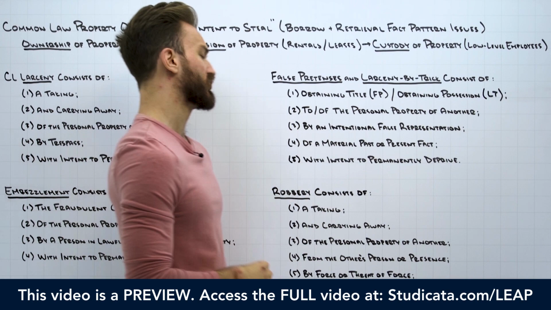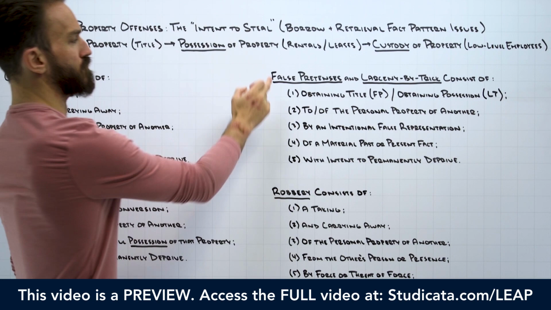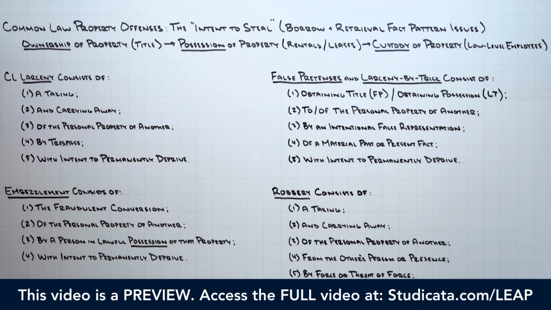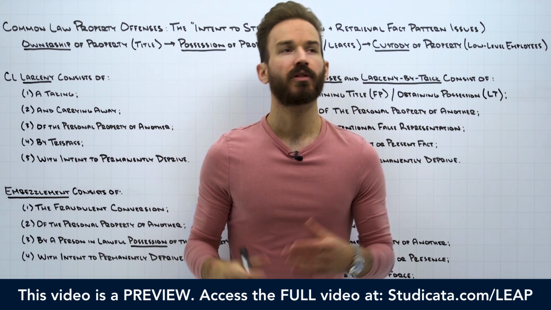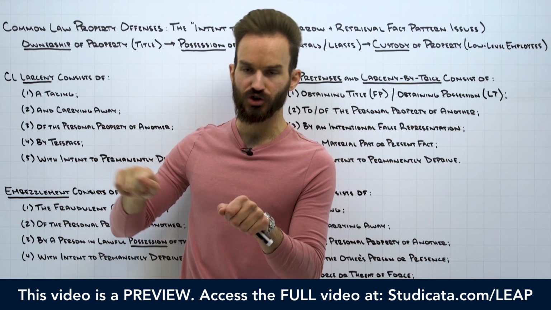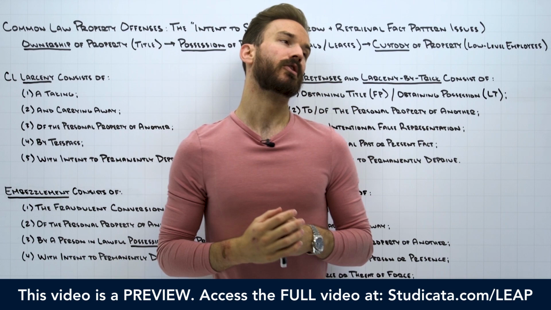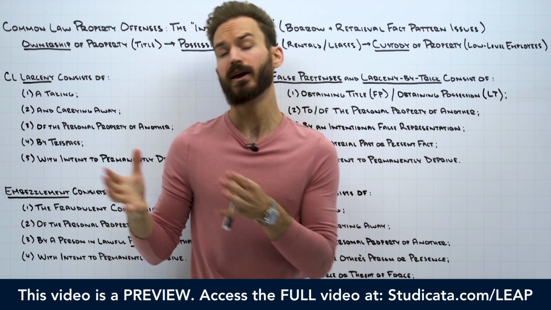All right, so classic fact patterns where we see this are the borrowing fact pattern and the retrieval fact pattern. So let's say that I am walking to my office one day, and let's say that we need a new desk in our office. So I'm going to measure the dimensions and figure out what size desk we need to purchase. As I'm walking into the office, maybe I realize, oh, you know what? We don't have a tape measure for me to measure the dimensions of the office for the new desk.